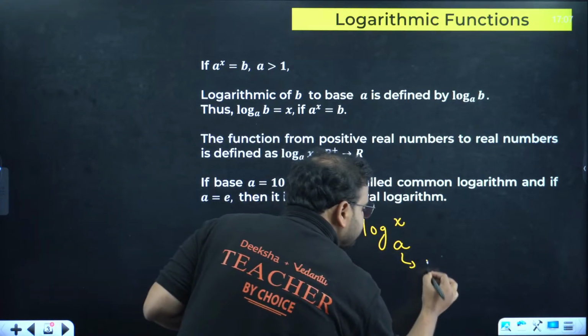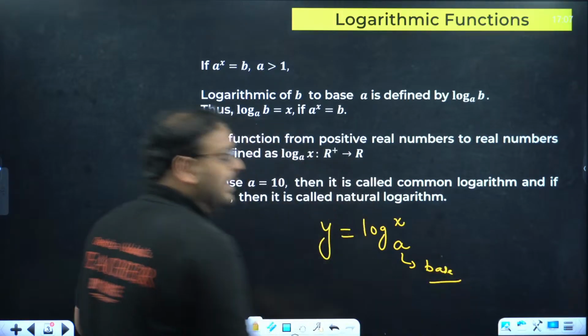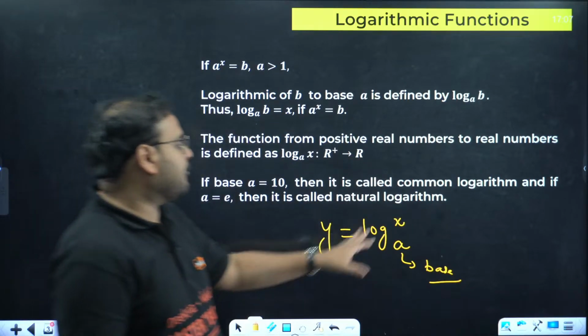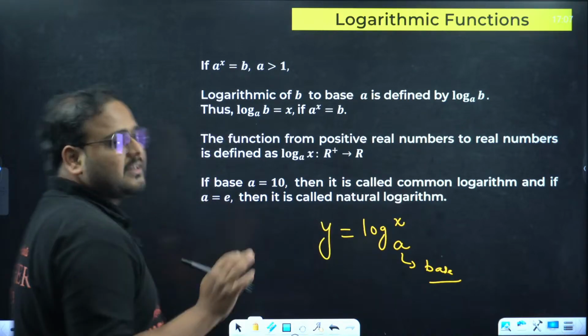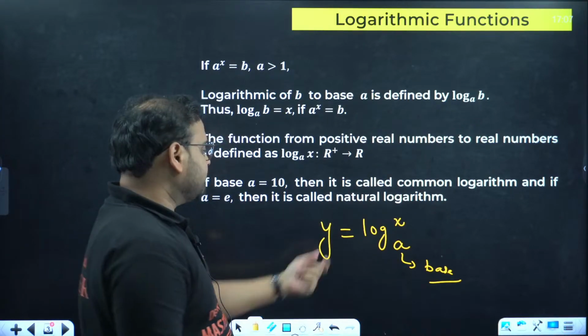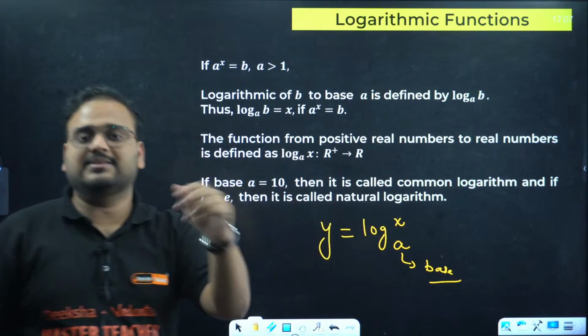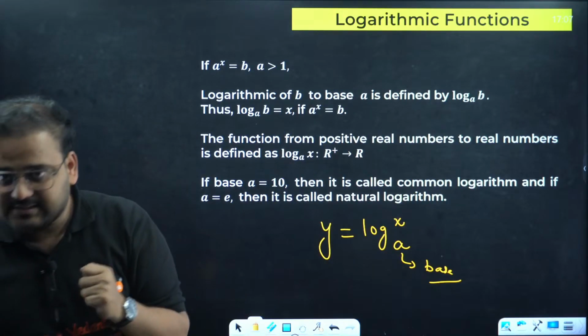It all depends upon this value. This is called the base value. The base value means log of x to the base a, right? So depending upon the base value, the nature of the log will change, either only increasing or only decreasing, right, guys?